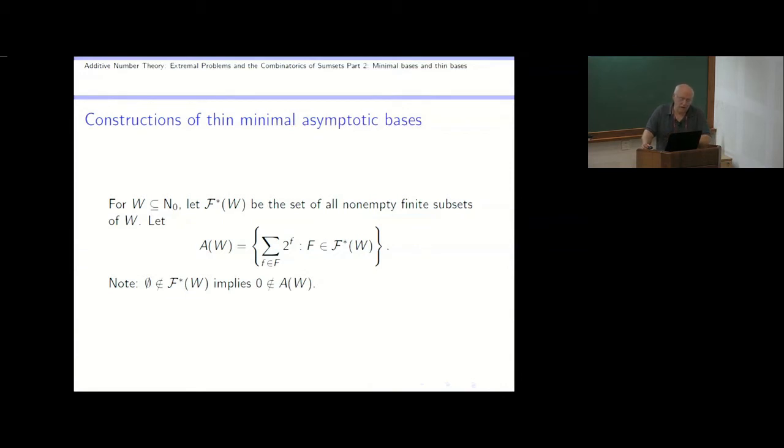So if you take a set of non-negative integers W, by F star of W, I just mean all the non-empty finite subsets of W. And so associated to the set W, I can look at all numbers which are sums of powers of 2 over all these non-empty finite sets. Since the sets are non-empty, you don't have 0 in here. These are all positive integers. So for any set of integers W, A of W is the set of all numbers which in binary can be written as a finite sum of powers of 2 where the powers all belong to W.